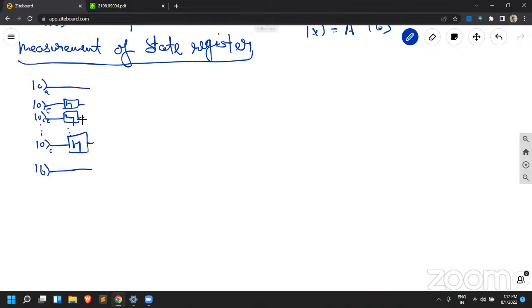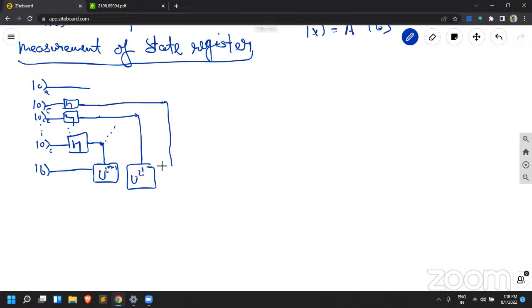So after applying the Hadamard gate, we are going to perform control rotation U. This is the first qubit, so we're going to apply it 2 to the power n minus 1 times. And this is the second last qubit, so we are going to apply U 2 to the power 1 time. And this is the last one, so we are going to apply it 2 to the power 0 time. So U is basically e to the power i A t over here. Okay, I'll label it later.